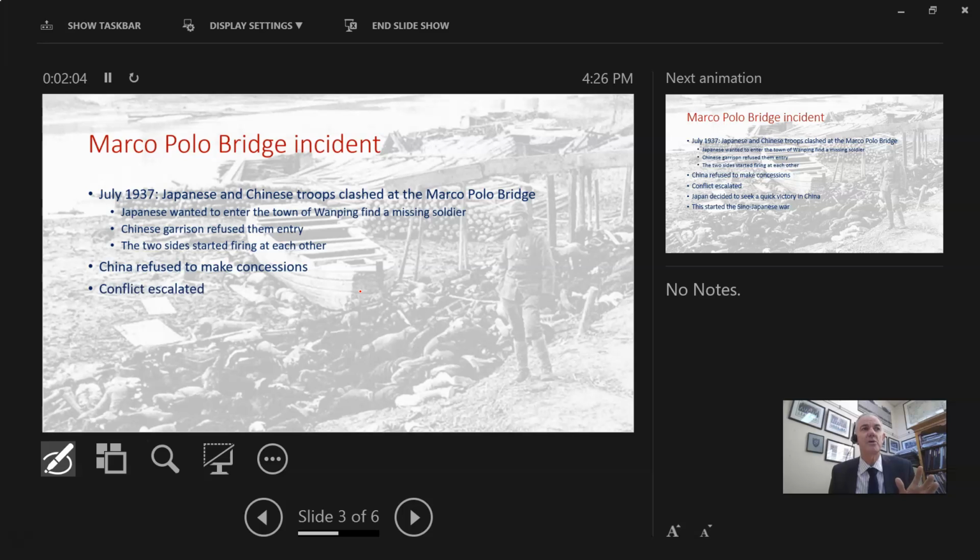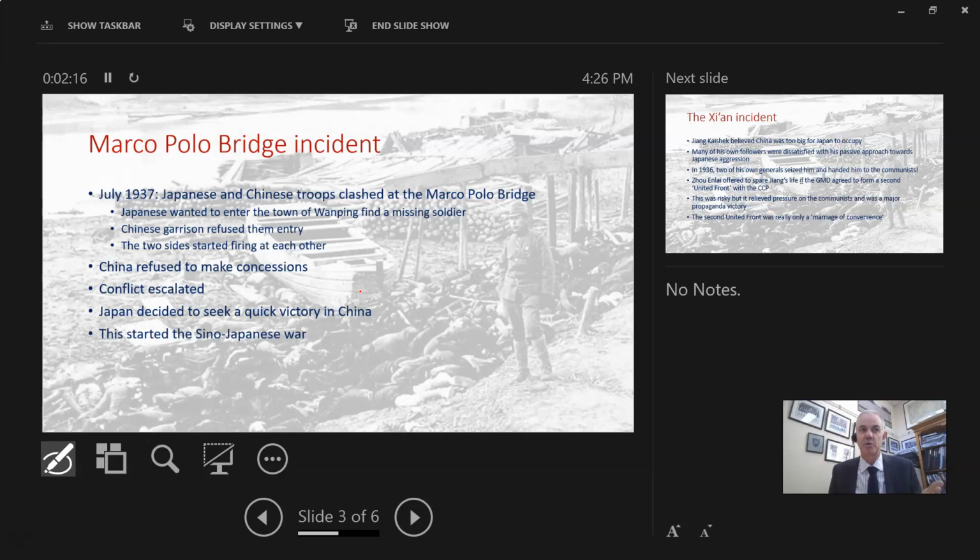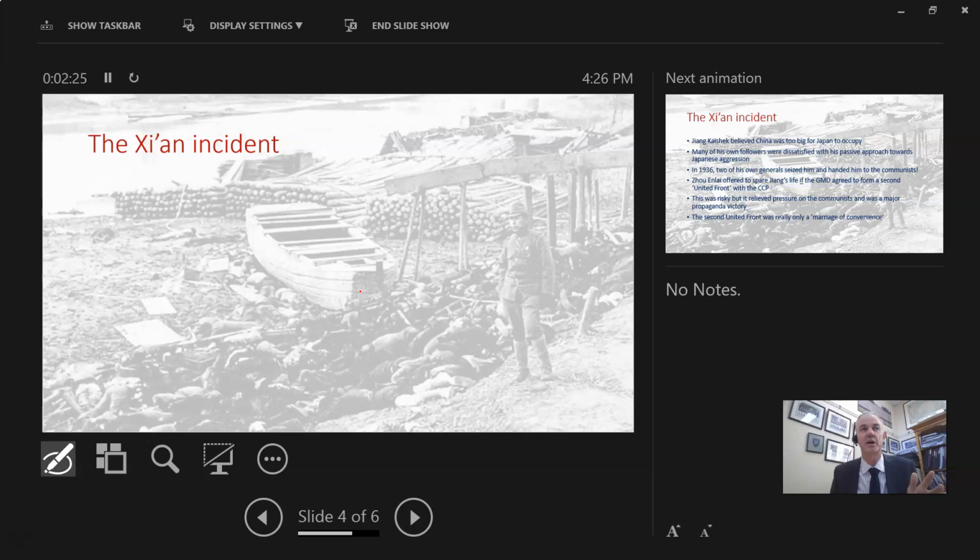So the conflict escalates, and Japan uses this as its excuse to launch a whole-scale invasion of China. They want the resources, of course, and the land of China. This was the Sino-Japanese War, 1937. So we talk about World War II starting in 1939. The war was already underway between Japan and China.